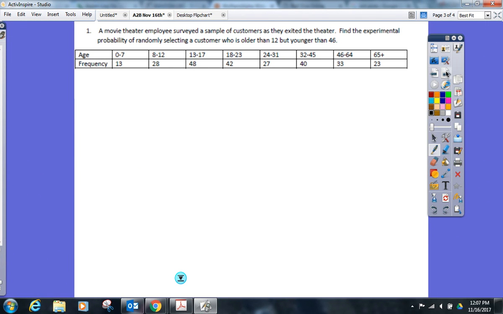Let's go to the movies. Okay, more experimental probability. They surveyed age groups for coming out of the theater. How old are you? And they wrote down their results. What's the probability we get a customer that's between 12 and 46? Again, experimental probability, a survey was just done. Go ahead and circle the numbers that I would count as between 12 and 46 right now. Circle the frequency that I would count between 12 and 46.